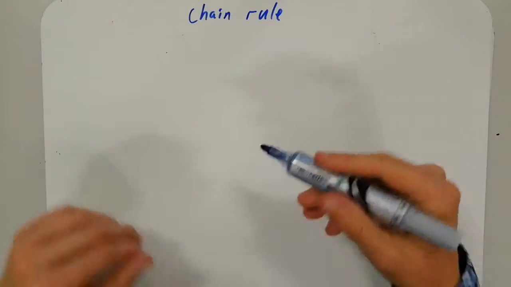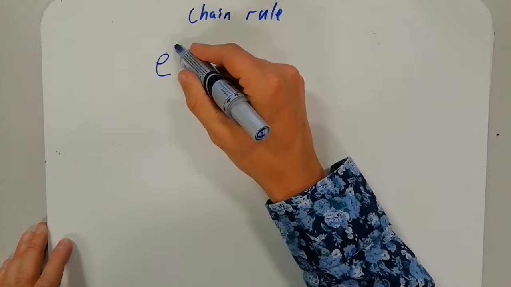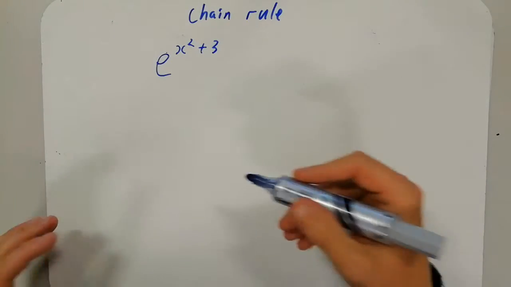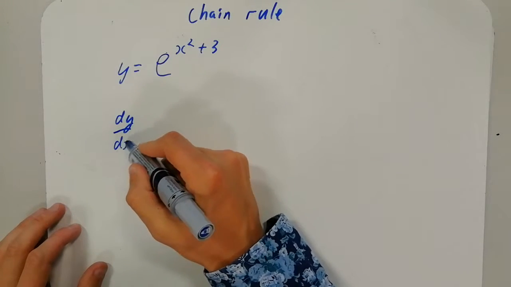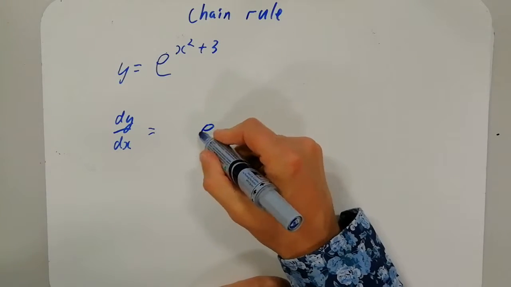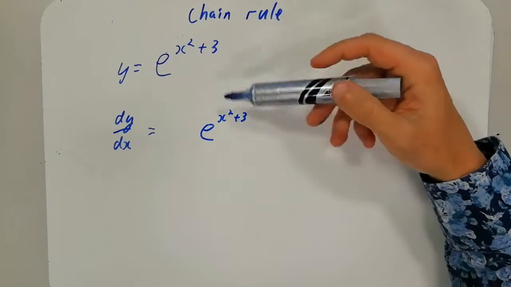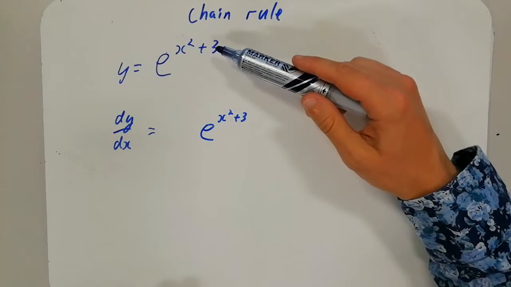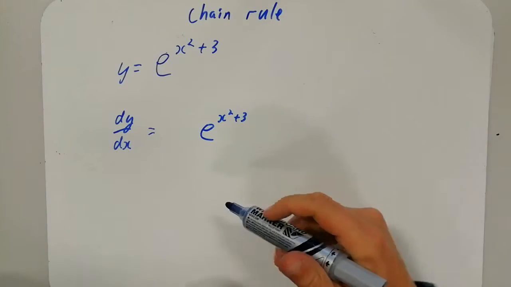Let's just see how it works in practice. So let's say that we wanted to differentiate e to the x squared plus 3. Well, we know that e to the x just differentiates to itself. So we know that our derivative is at least going to be of the form e to the x squared plus 3. Always think the form of the derivative. E to the x differentiates to itself, so e to the x squared plus 3 will differentiate to something times e to the x squared plus 3.